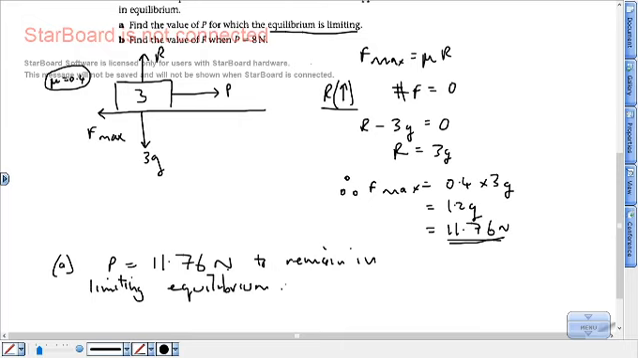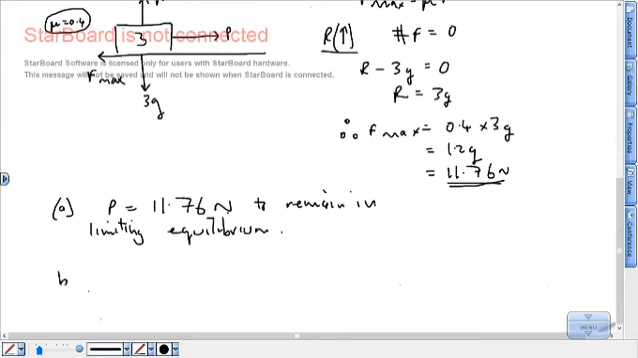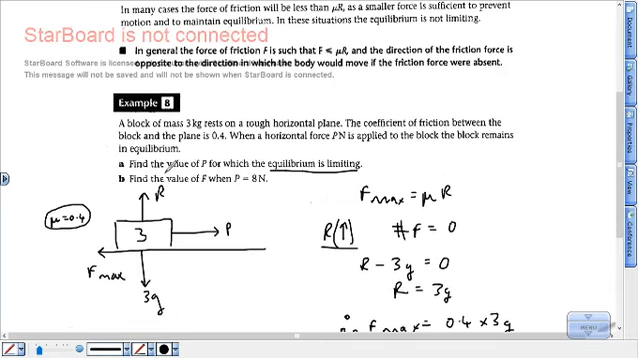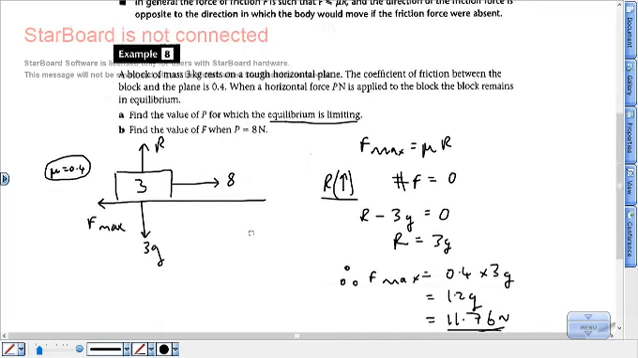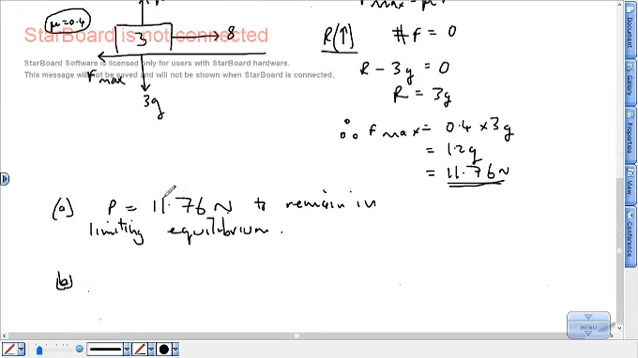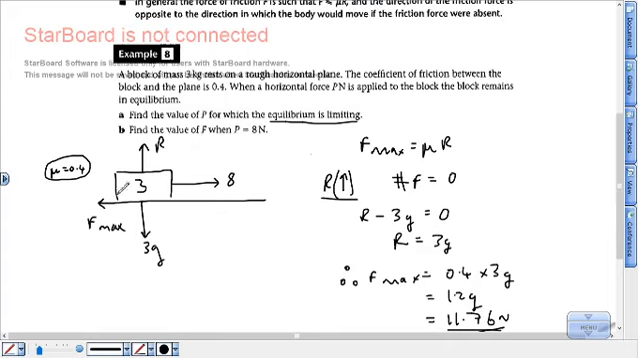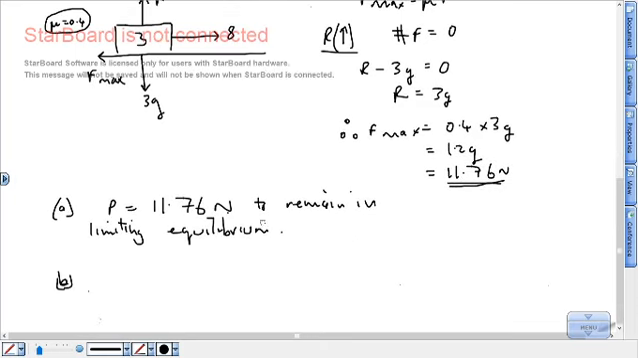Okay, right, then we're on to part B, and part B says find the value of F when P is 8. So I shouldn't, but I am going to use the same diagram. I'm going to call that 8, and it hasn't exceeded F max, so this is going to remain in equilibrium. So if that is the case, then F will be 8.